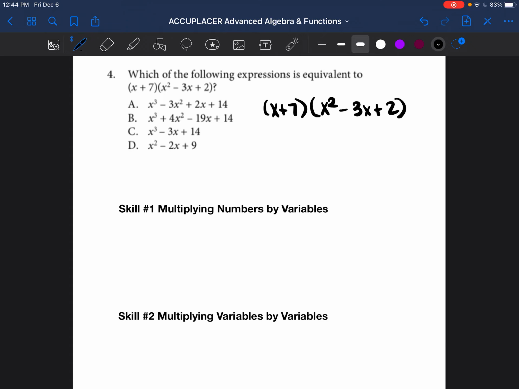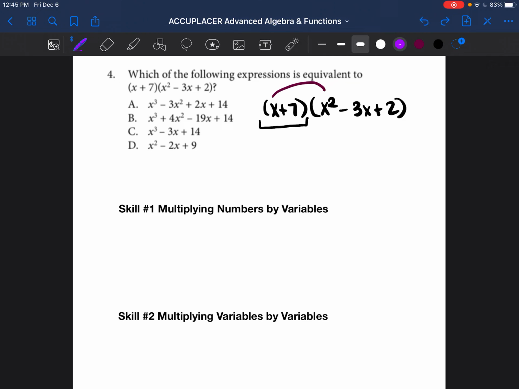So because this is a parentheses and it's in front of this parentheses, we're going to distribute. And what that means is everything that's in this first parentheses, we're going to multiply against everything that's in that second parentheses. How is that going to look? It's going to do x times x squared, x times negative 3x, and x times plus 2. Once we have those multiplied out, we're going to move to the 7. 7 times x squared, 7 times negative 3x, and then 7 times 2. Okay, so are you ready to get started?